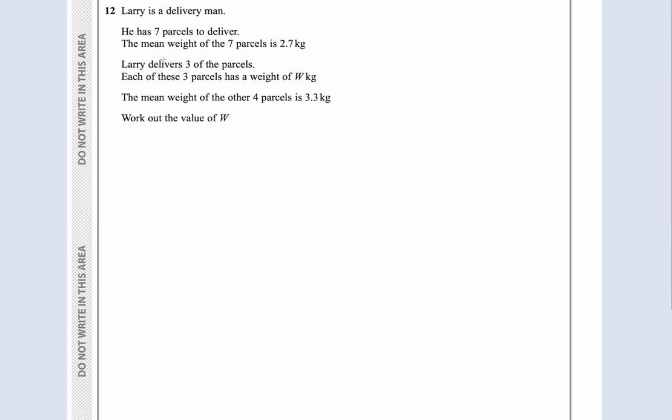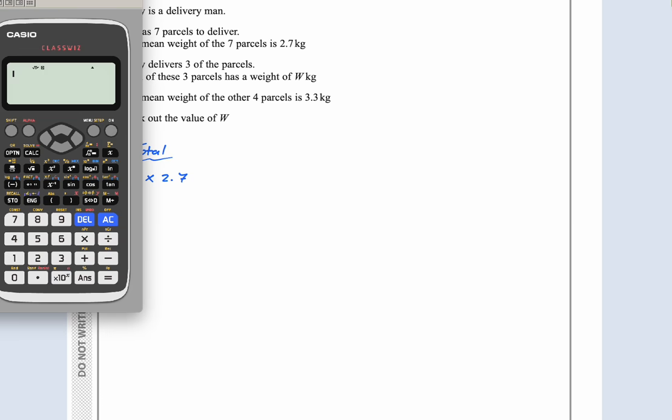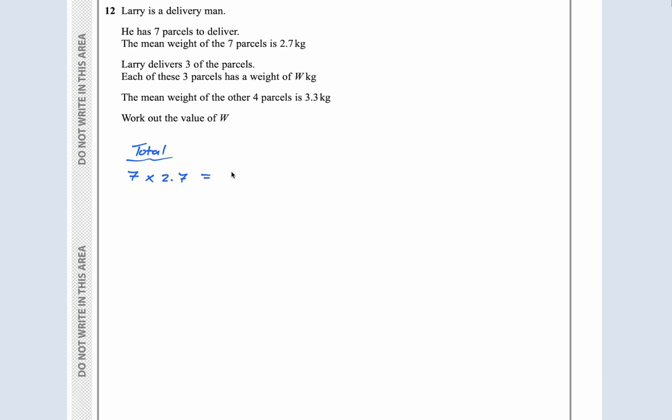Larry is a delivery man. He has 7 parcels to deliver. The mean weight of the 7 parcels is this. If he delivers 3 parcels, the mean is this. Okay, guys, this is a combined mean question. These I always find quite tricky. But let's start with the total. So the total, he has 7 parcels. So the total weight is going to be 7 times 2.7 because the mean is 2.7. So I just multiply the mean by 7. I'll get the total weight of all the parcels. So 2.7 times 7 is 18.9. So that's the total.